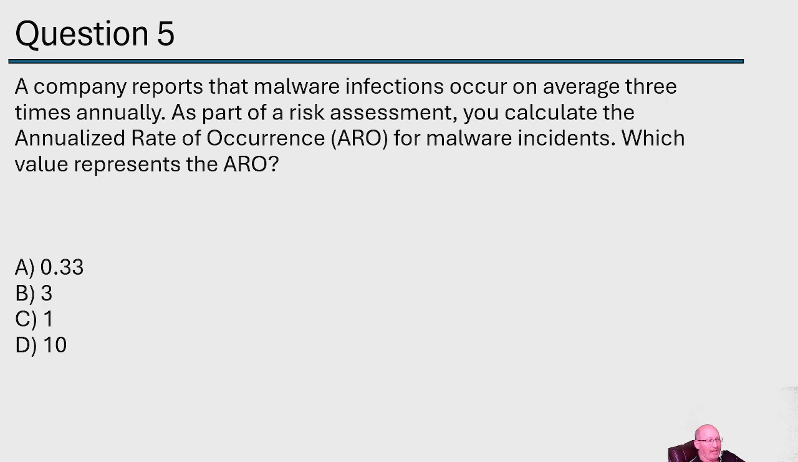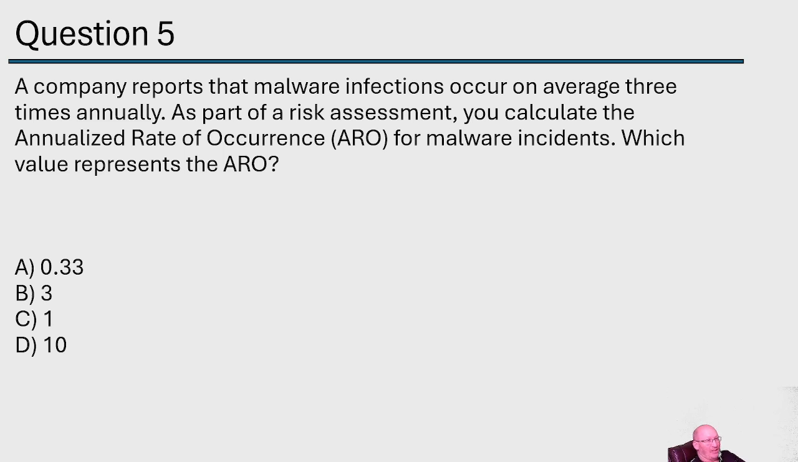Well, I think it really comes down to, did you get in your own head? Because the answer is B, 3. There is no calculation for ARO. Annual rate of occurrence is how many times it happens per year. You were probably thinking annual loss expectancy, which is our single loss expectancy, right? Multiplied by our annual rate of occurrence gives us our annual loss expectancy. And that is different. That's the calculation. So SLE times ARO equals ALE.